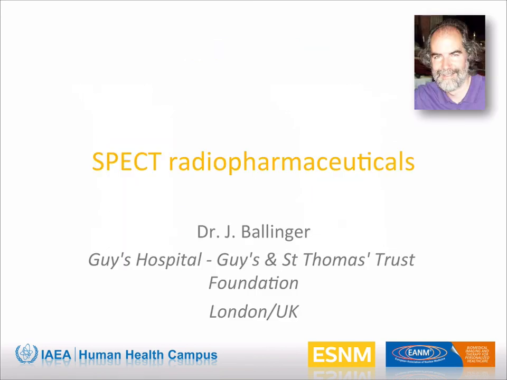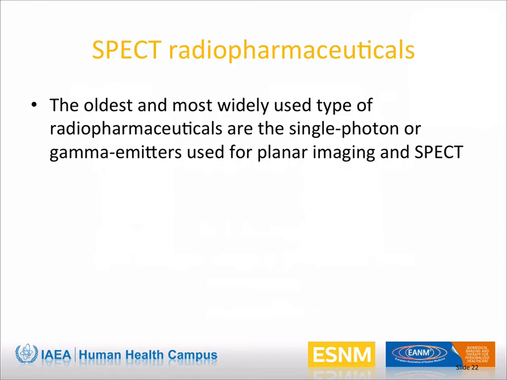Now we are going to talk about SPECT radiopharmaceuticals, which are the oldest and most widely used type of radiopharmaceutical, introduced in the 50s and greatly expanding in the 1970s when technetium-99m became available. Originally, these were used for planar gamma camera imaging, but increasingly they're being used for three-dimensional imaging with SPECT.